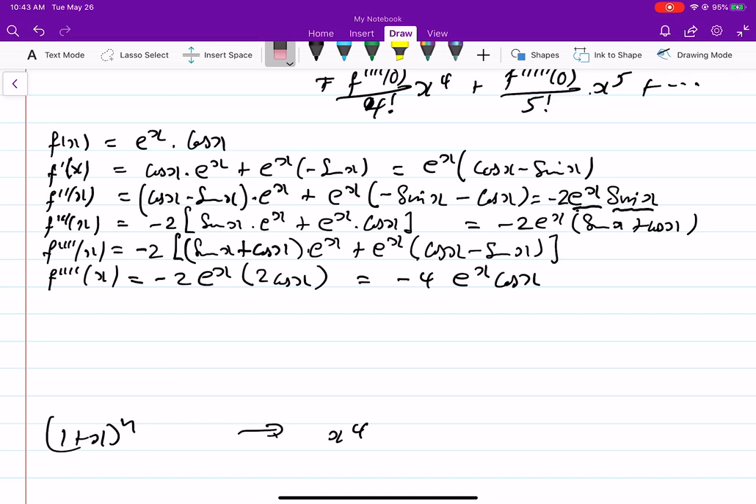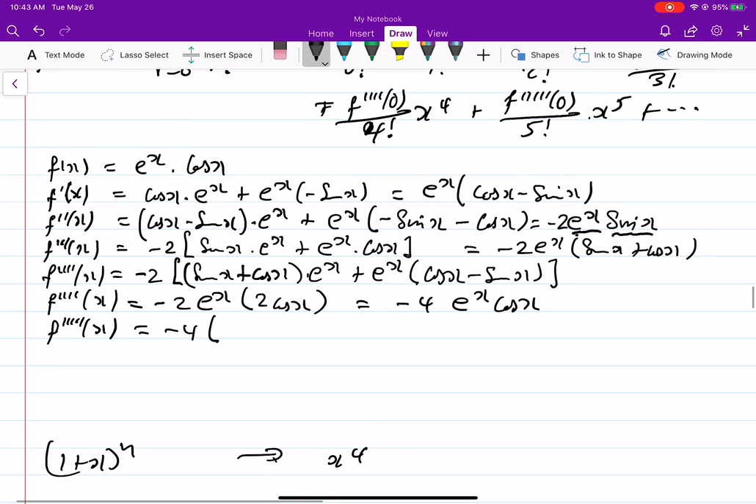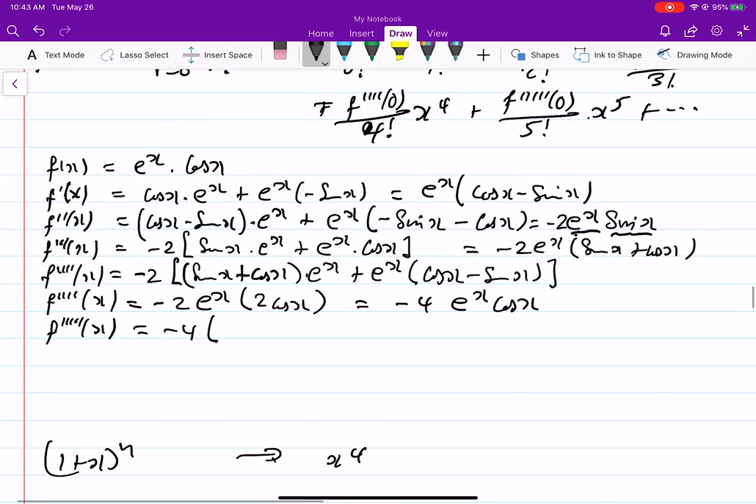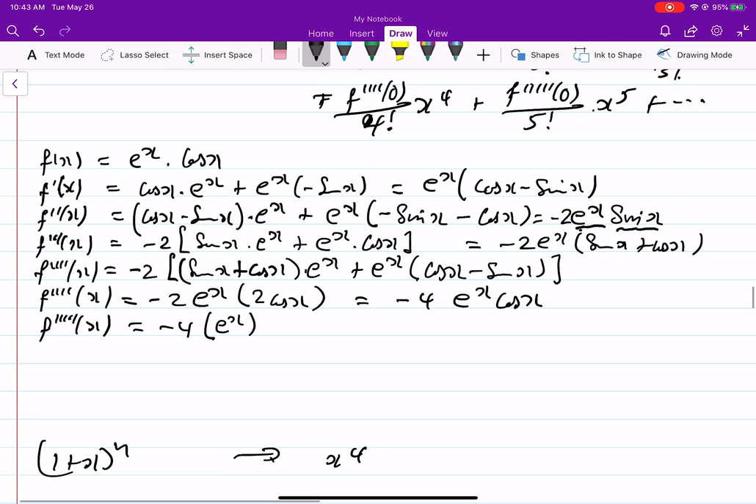All right, one more. F5 primes of x is equal to minus 4 into what you get when you differentiate e to the x cos x. And I remember differentiating e to the x cos x at the very beginning. And it gave me e to the x. Actually, I'll do it over.